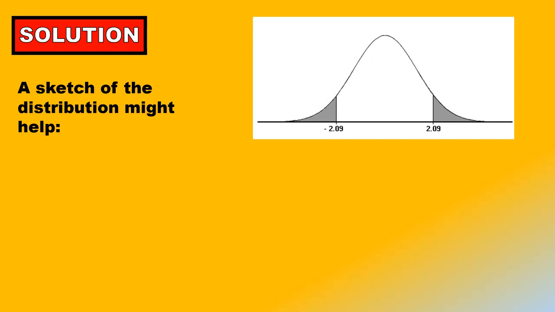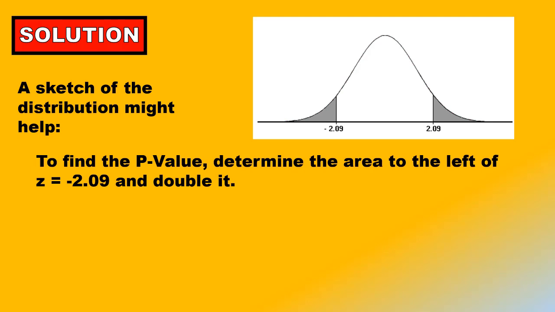All right. So a sketch of the distribution might help. We want a two-tailed test. So we've got two tails shaded, one to the left of negative 2.09, the other one to the right of 2.09. So remember what we said. We're just going to find the area in the left tail and double it. So to find the p-value, determine the area to the left of negative 2.09 and double it.